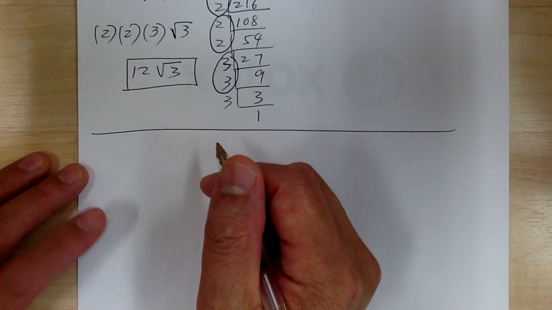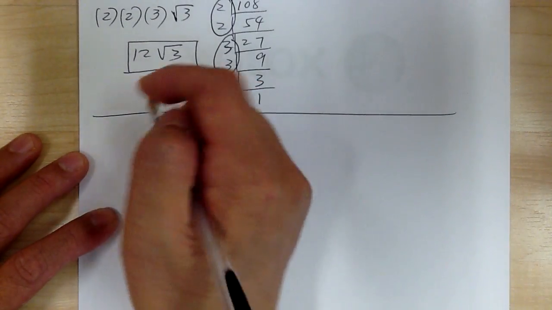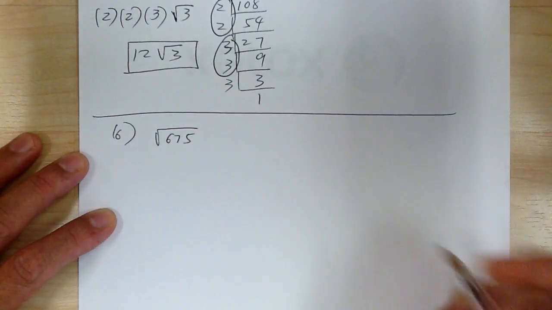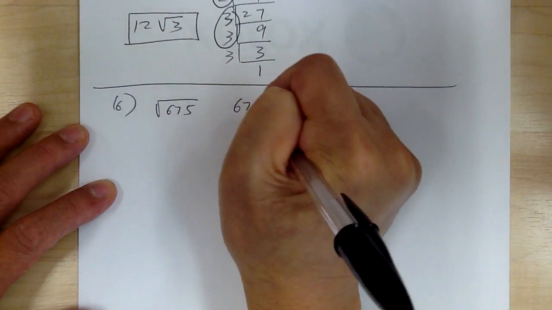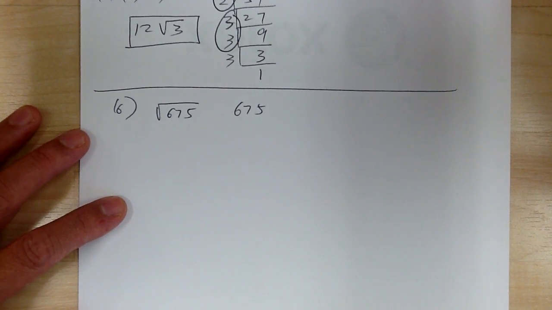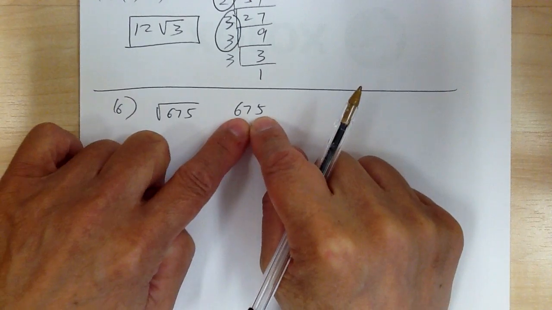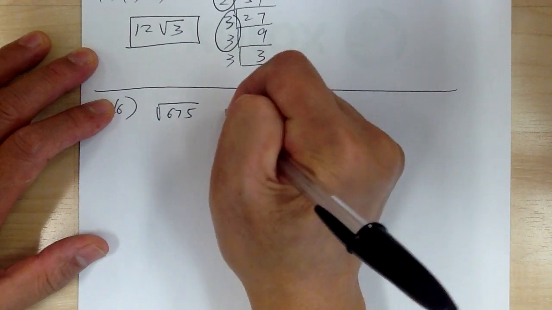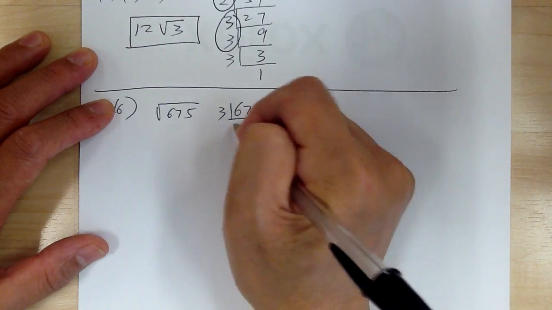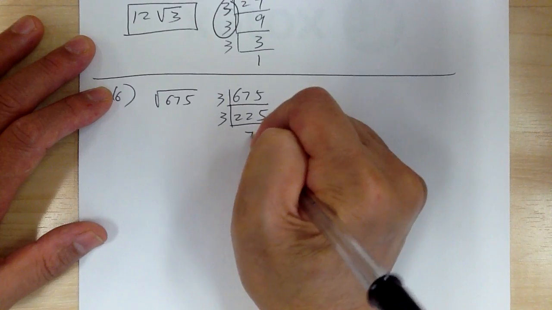Okay, let's do 16. Square root of 675. Okay, so 675. So can you divide by 2? Cannot. Divide by 3. Can you divide by 3? Well, let's add up the digits. If you add up the digits, you get 18. Yeah, so you can divide by 3. So divide by 3, you get 225. Okay, can you divide by 3 again? Yes, you add up the digits, you get 9. So divide by 3, you get 75.